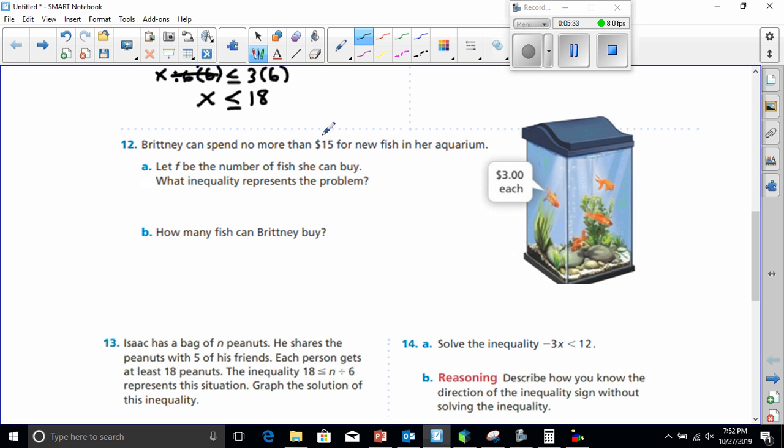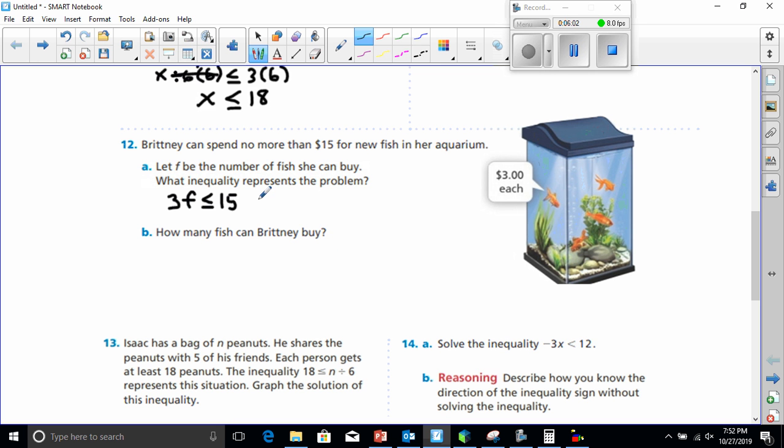Well, let's see. F is going to be the number of fish she can buy, and each one of those fish costs $3. Now, we don't know how many fish, but we do know that we're going to multiply it by 3 in order to find out how much we're going to spend. And that amount can be no more than, in other words, less than or equal to $15. And that is our inequality.